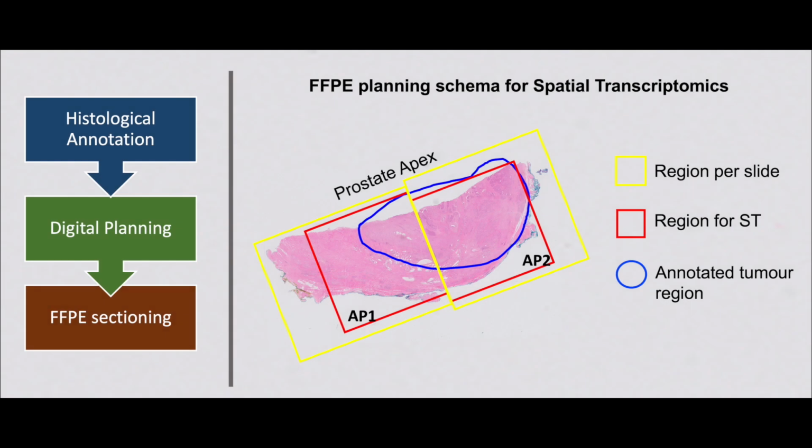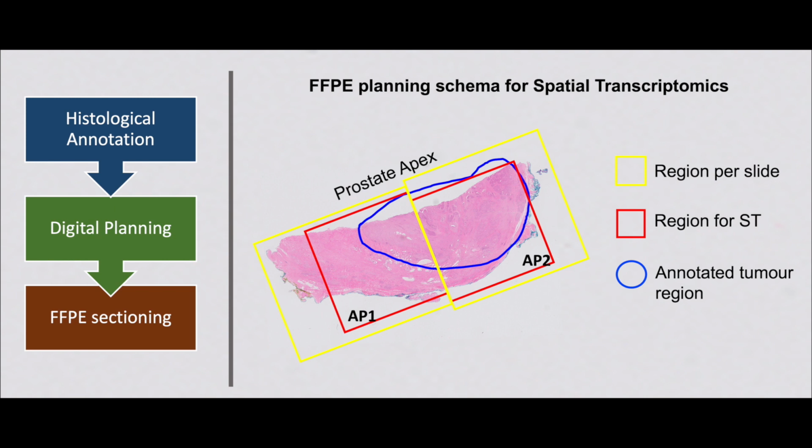There are three key stages in preparing a FFPE histological specimen for spatial transcriptomics. First, the specimen is stained with hematoxylin and eosin. The stained section has to be digitalized and annotated by a pathologist.